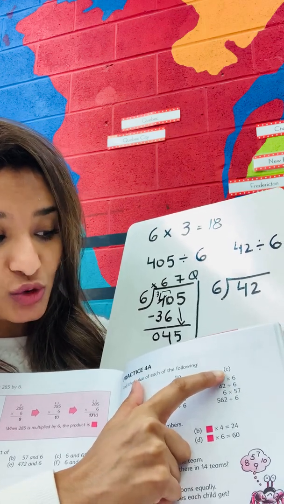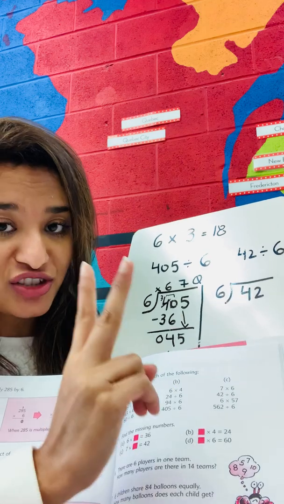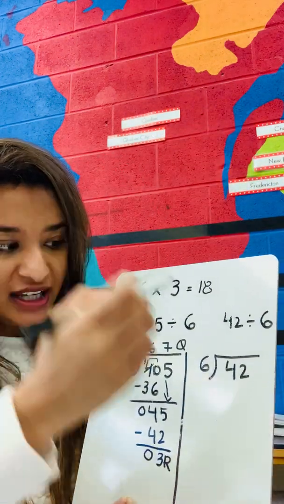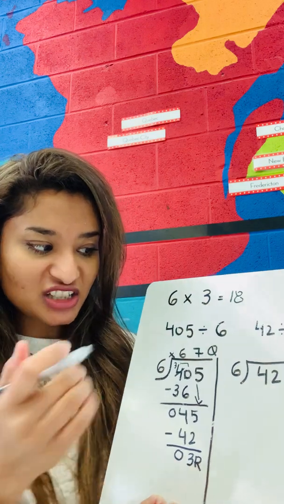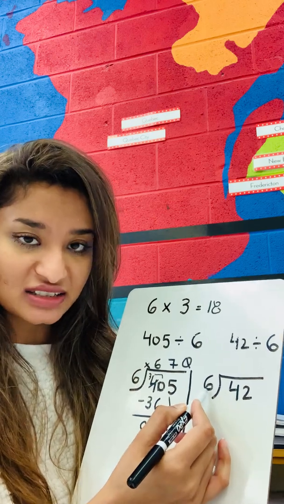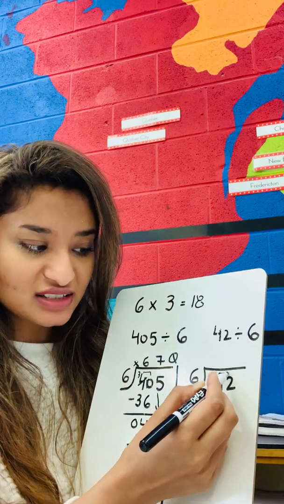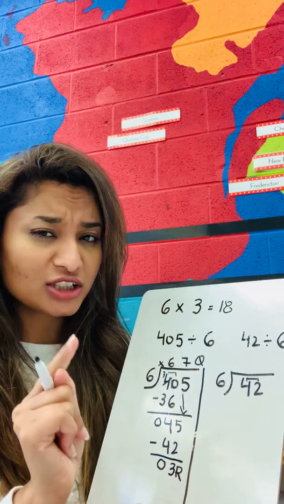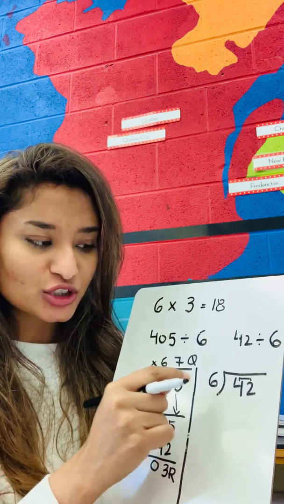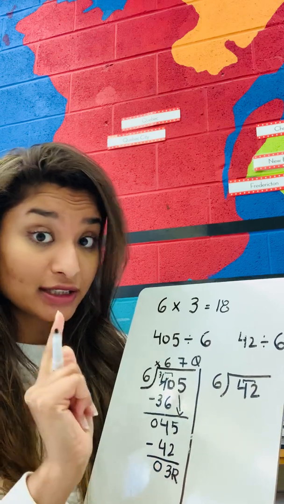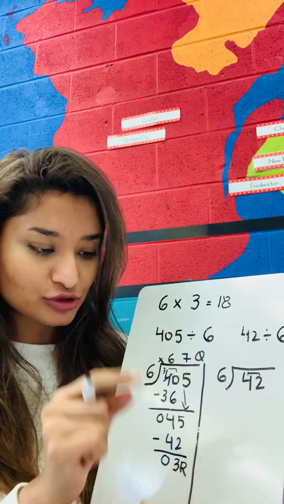This question is column C, question 2. Column C, question 2, 42 divided by 6. So let's look at my 6 times table. First ask yourself, can this 6 fit into 4? No, it can't because 6 is too big. Now let's combine these numbers, and now we can fit 6's into this 42. But we need to ask ourselves, how many 6's do we need to make 42 or something close to 42? It cannot be bigger, but it has to be something close to.